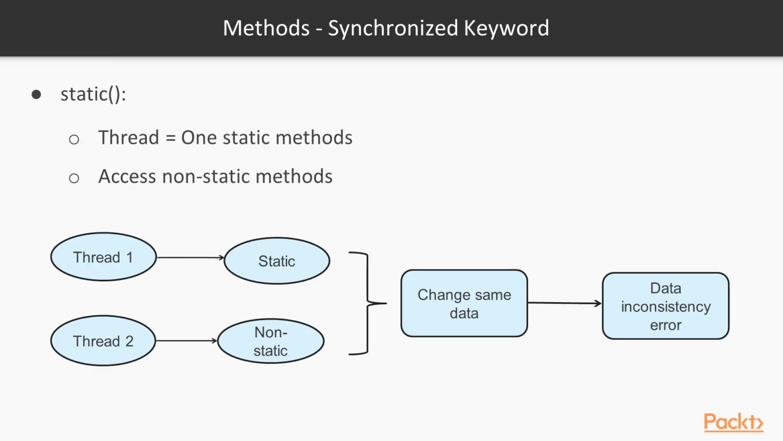Static methods have a different behavior. Only one execution thread will have access to one of the static methods declared with the synchronized keyword, but a different thread can access other non-static methods of an object of that class. You have to be very careful with this point because two threads can access two different synchronized methods if one is static and the other is not. If both methods change the same data, you can have data inconsistency errors. In this case, the object reference used is the class object.